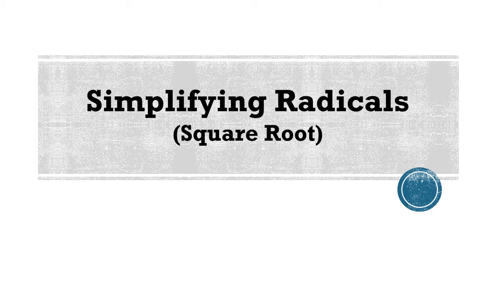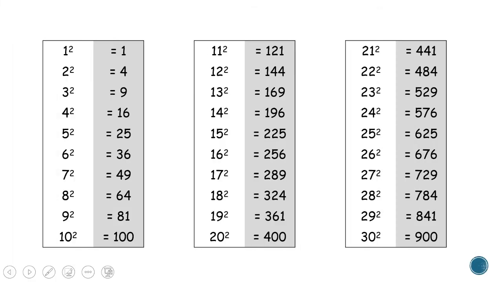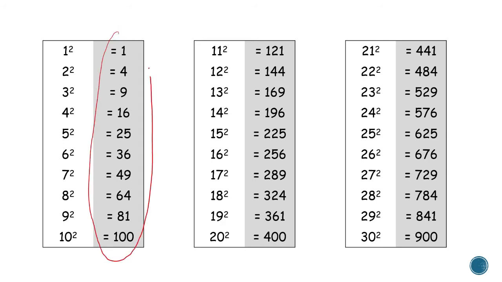Good morning, everyone. Today's lesson is about simplifying radicals, and the focus will be on the square root. Before I give you the examples, I have a table here. I just want you to look at this table and familiarize yourself with these numbers. These are what we call perfect square numbers, because the square root of 1 is 1, the square root of 4 is 2, the square root of 9 is 3, and so on and so forth.